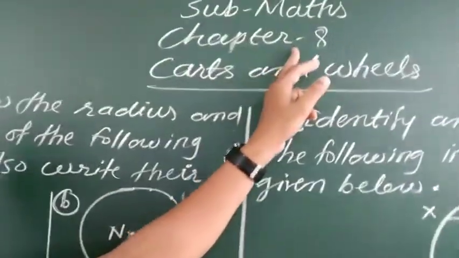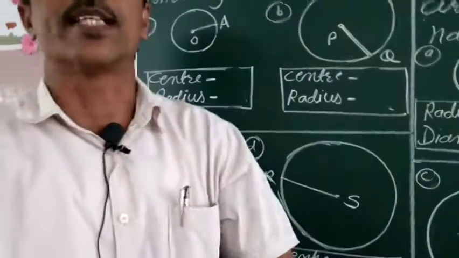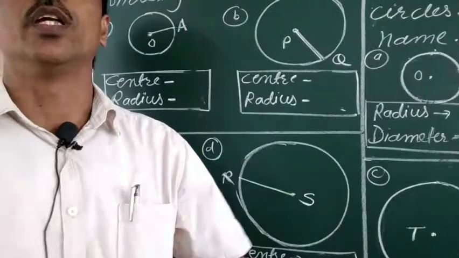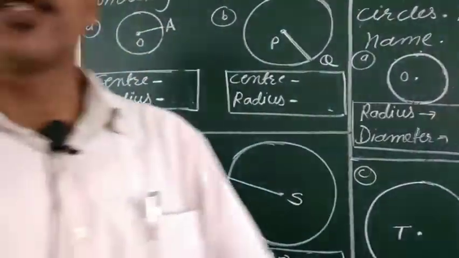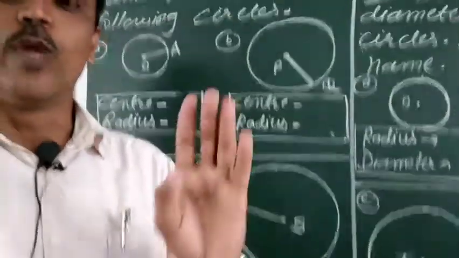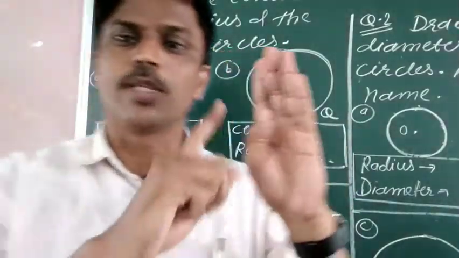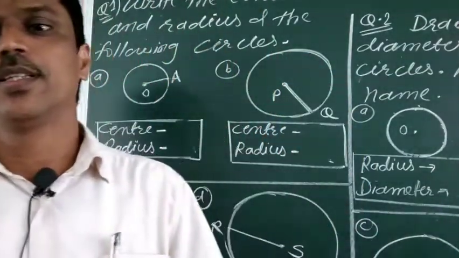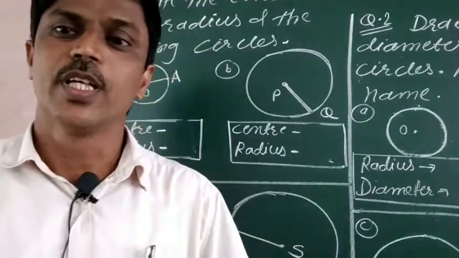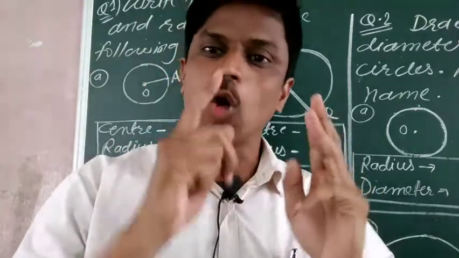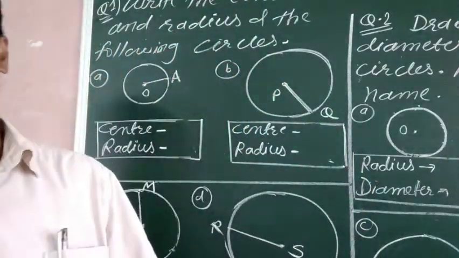Hello friends, in today's class it is chapter 8, Circles and Wheels. In the last class we learned about the same chapter, and we learned about the parts of a circle. Do you remember what these parts are? We learned about the center point of the circle, then the radius, then the diameter, then the chord of the circle, and then the circumference of the circle.